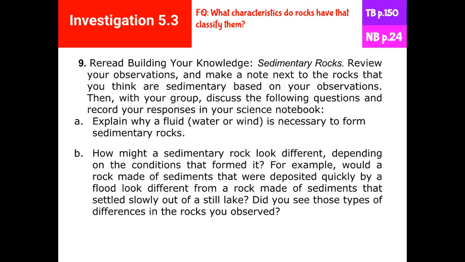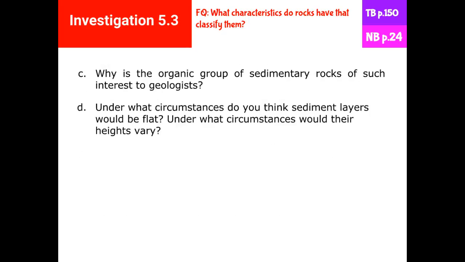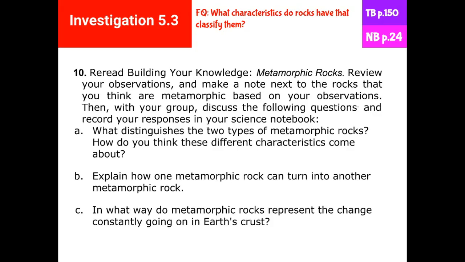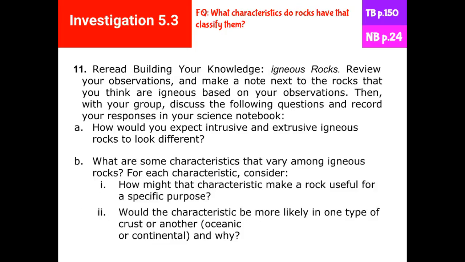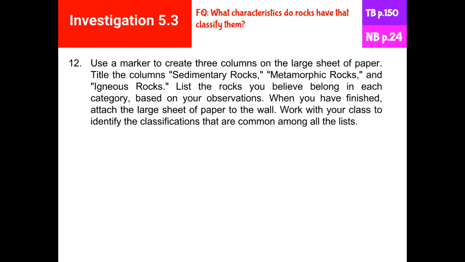You should go back and reread sedimentary rocks and make your observations and answer 9A and 9B, 9C and 9D. Go back and reread metamorphic rocks and answer the questions once again. And finally, read igneous rocks and answer those questions. Finally, for number 12, you're going to use a marker to create 3 columns on a large sheet of paper. You're going to title those columns igneous, sedimentary, and metamorphic. And you're going to write down the characteristics based on your observations for each type of rock.